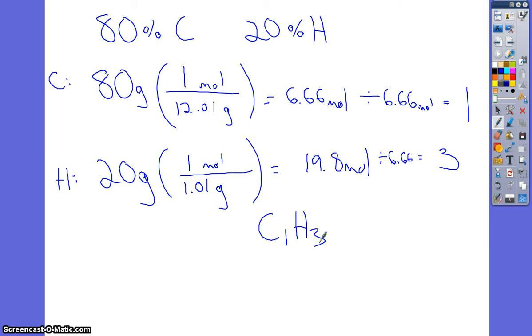Now, the actual molecule it comes from might not be CH3. It could be C2H6, or C3H9, or C4H12. If you knew more about chemistry, you'd find it's not very likely you're going to have a C4H12, and that this is most likely C2H6. But again, empirical formulas only tell you the ratio, that I find carbon and hydrogen in the molecule in a ratio of 1 to 3.